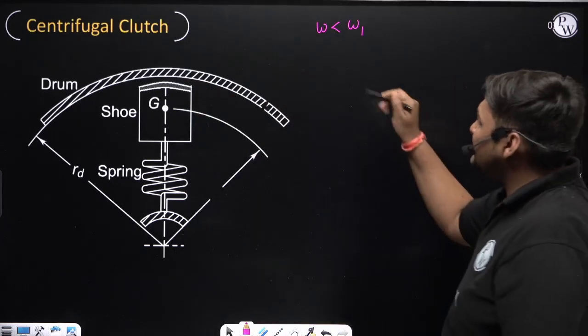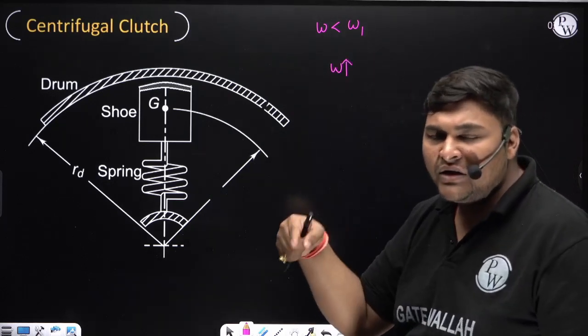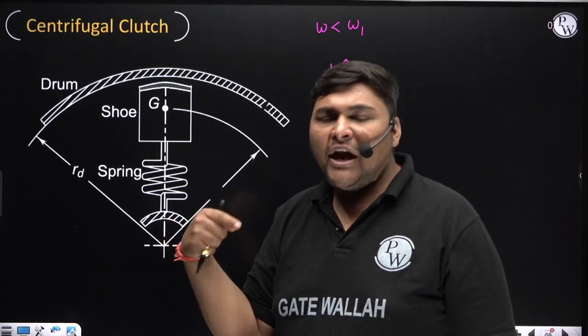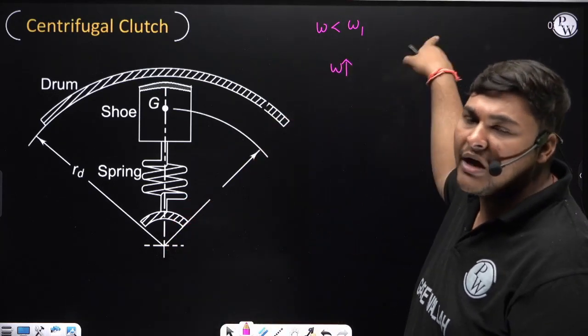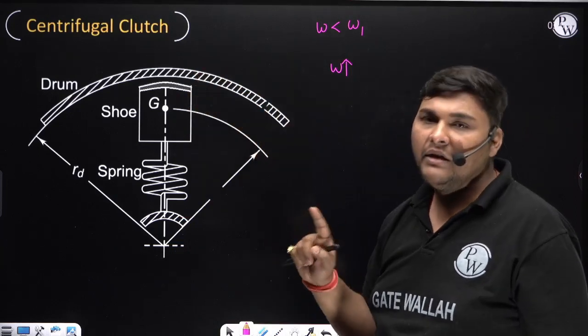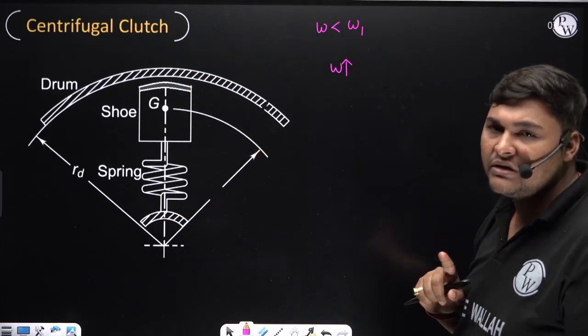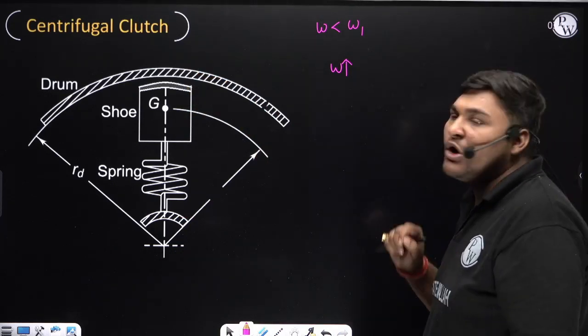In that range, we will increase the speed of the driving shaft slowly and gradually. What we want is that when the speed goes beyond omega 1, this shoe or friction lining should get engaged with this drum. But right now, since the speed is less than omega 1, they will be in the disengaged position.